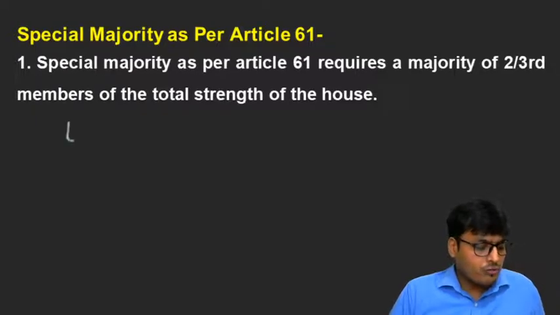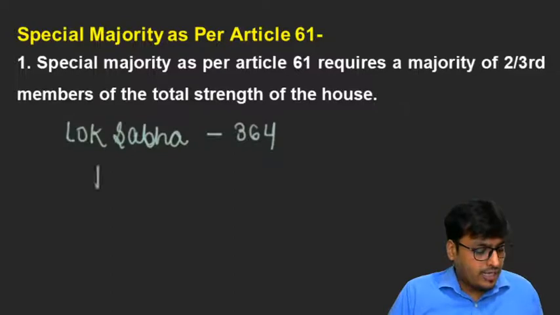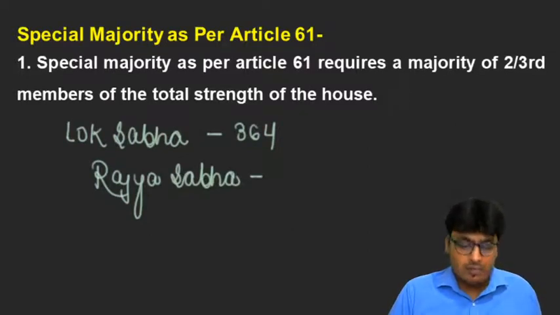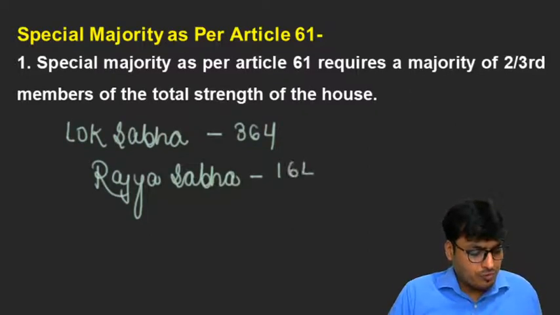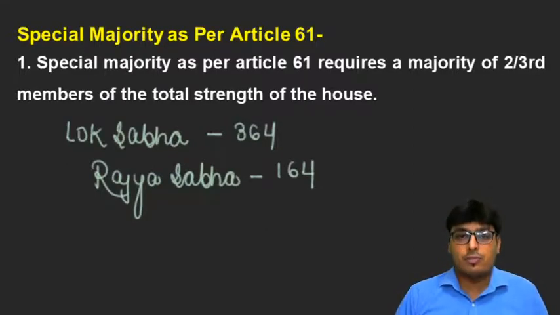So in the case of Lok Sabha, the special majority as per Article 61 will be 364, and in case of Rajya Sabha, special majority as per Article 61 is 164. That is two-third members of the total strength of the house.